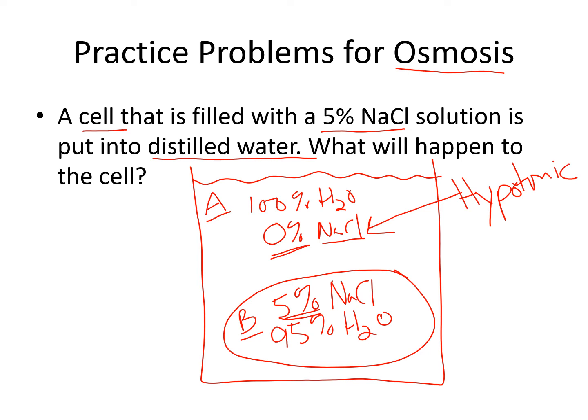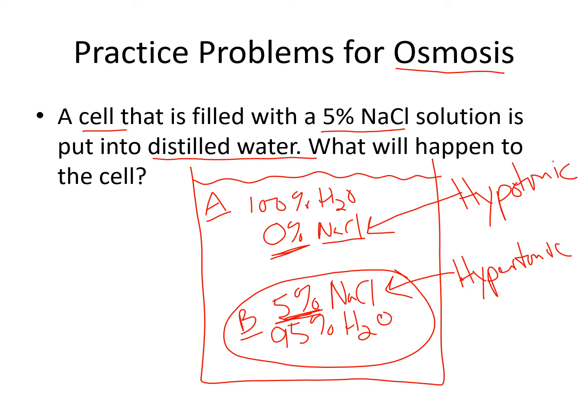So the hypotonic solution. And just to double check, remember the hypertonic solution, hyperactive kid, high activity level. The hypertonic solution has the higher concentration of solute. So 5 is higher than 0, so this is the hypertonic solution.